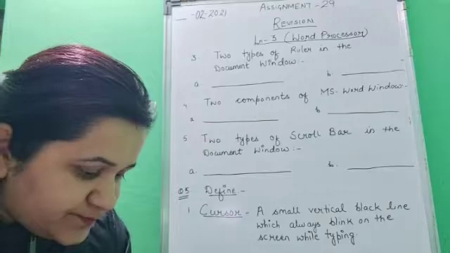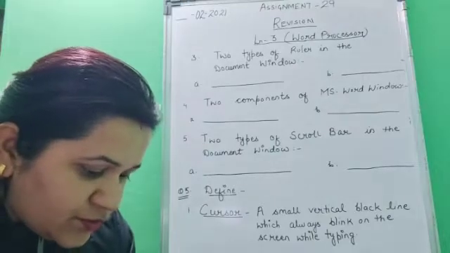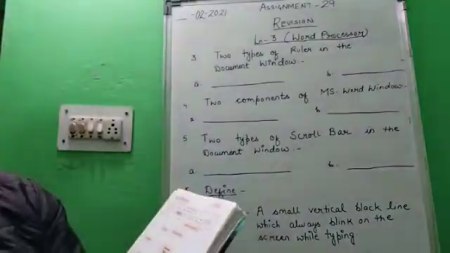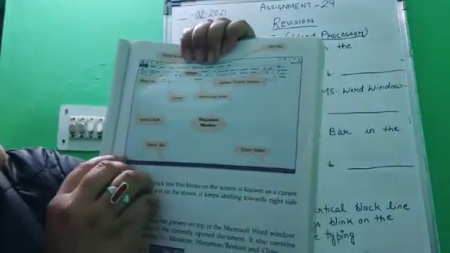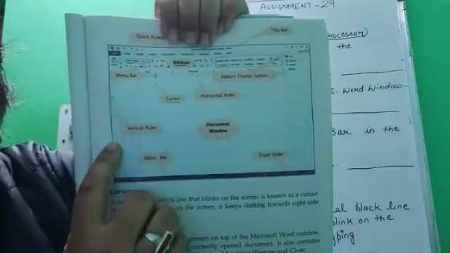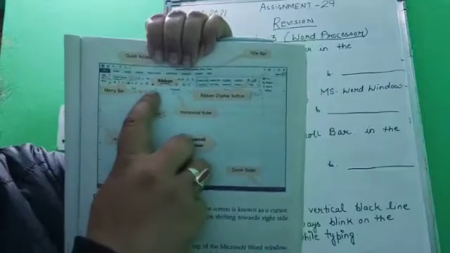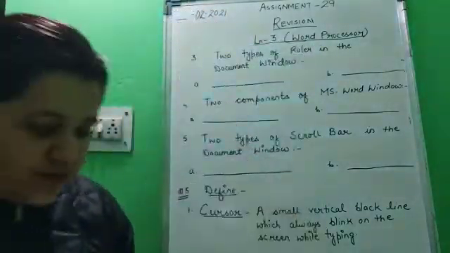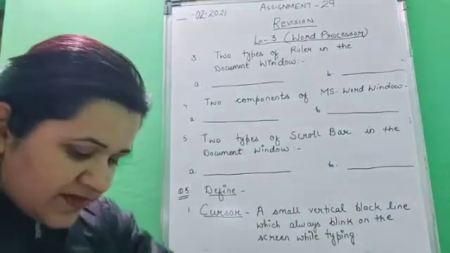Now children, what are rulers? Rulers are the margins. See children, this is the ruler, the dotted part where these numbers are written, 4, 5, 6, 7, 8. These are the inches of the ruler. And here is also a ruler on the top. So there are two types of rulers present on the MS Word window.